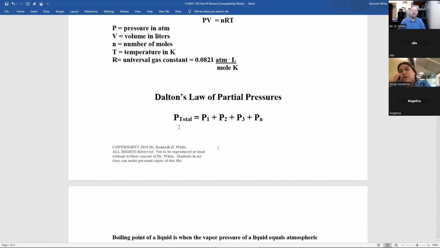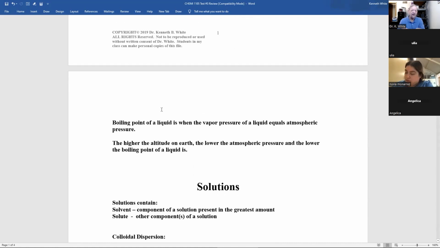Next, I talked about Dalton's law of partial pressure. The total pressure of a mixture of gases is the sum of the partial pressures. Oh, I didn't know I had it here. But boiling point of a liquid. Hey, I spelled atmospheric right. All right. But anyways, boiling point of a liquid is when the vapor pressure of a liquid equals atmospheric pressure. The higher the altitude on the Earth, the lower the atmospheric pressure and the lower the boiling point is.